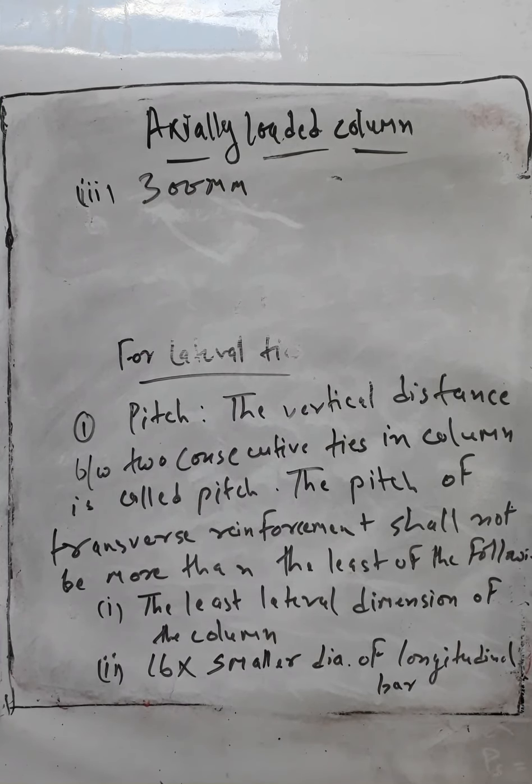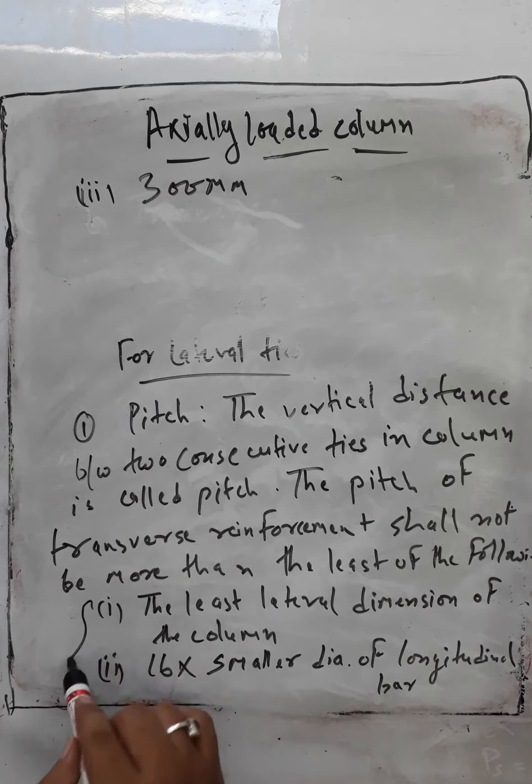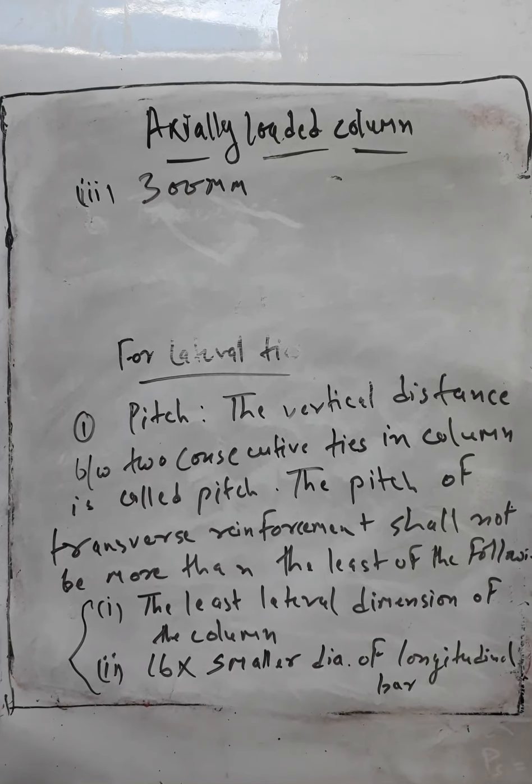The vertical distance between two consecutive ties in a column is called pitch, and the pitch of transverse reinforcement shall not be more than the least of the following. So the least lateral dimension of the column, 16 into smaller diameter of the longitudinal bar, and 300. So our pitch should be not more than these three criteria.